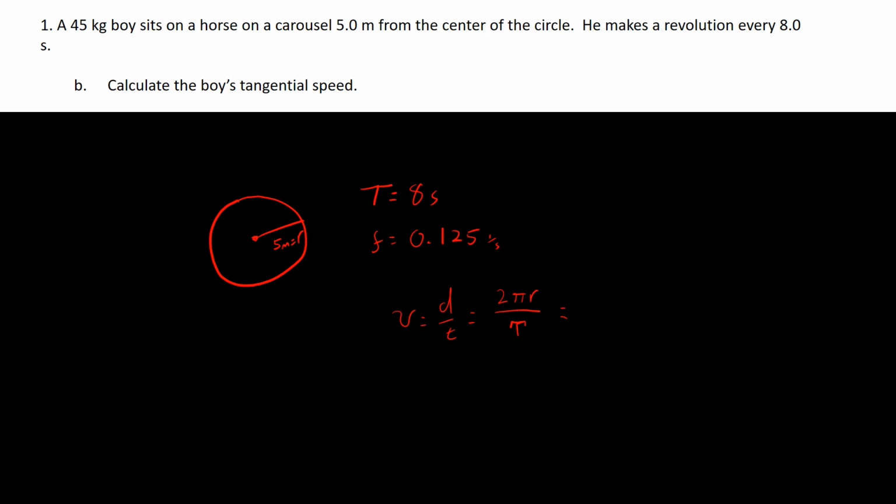So I've got everything I need here. 2 pi times 5 divided by 8. That's all I have to do. So 2 times pi times 5 divided by 8. So his tangential velocity is about 3.9 meters per second. All right.